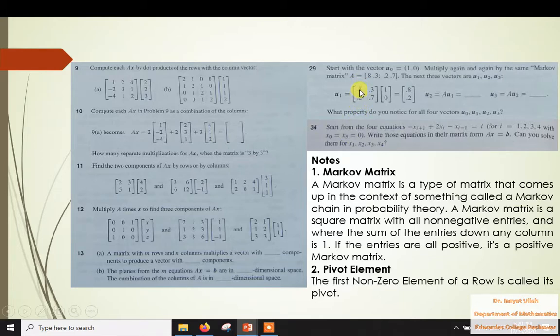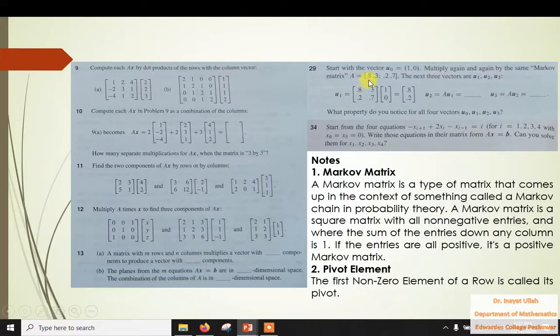It means that 0.8 plus 0.2 is 1, and 0.3 plus 0.7 is 1. So this is this kind of square matrix. What is a square matrix? The number of rows is equal to the number of columns. So a square matrix in which the sum of the entries in each column is 1 is called a Markov matrix.